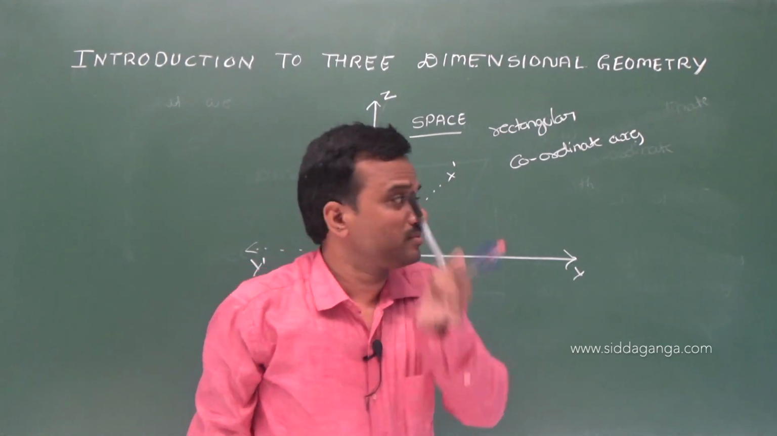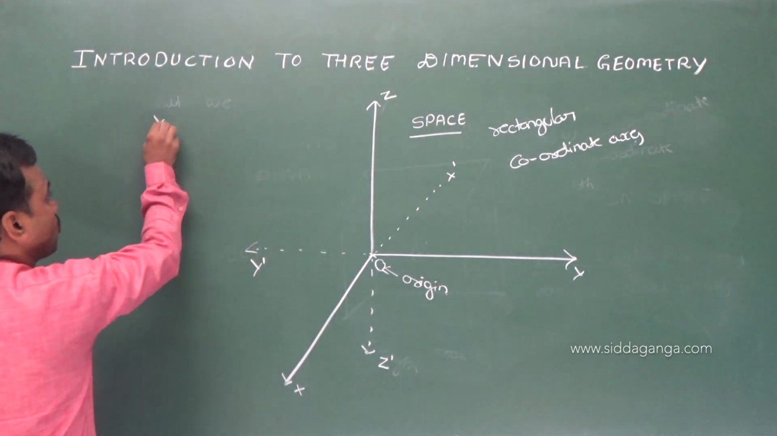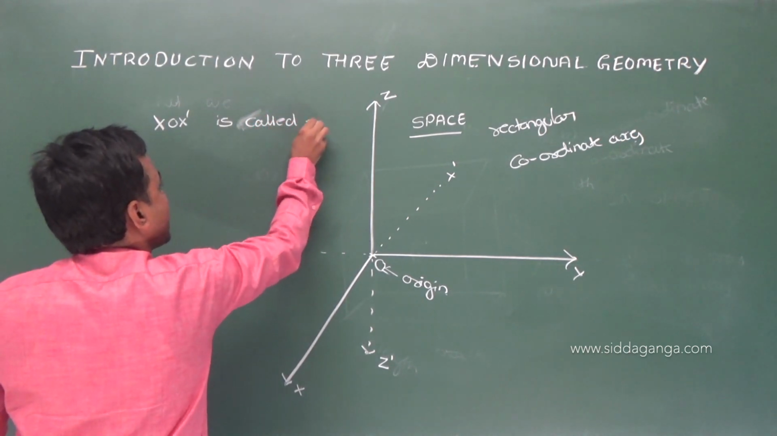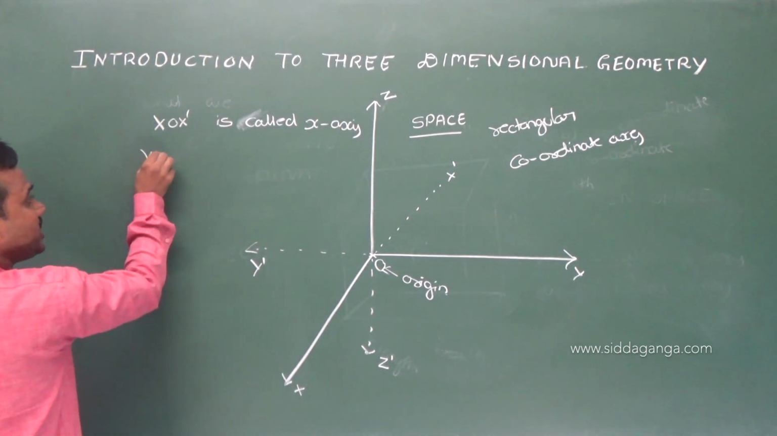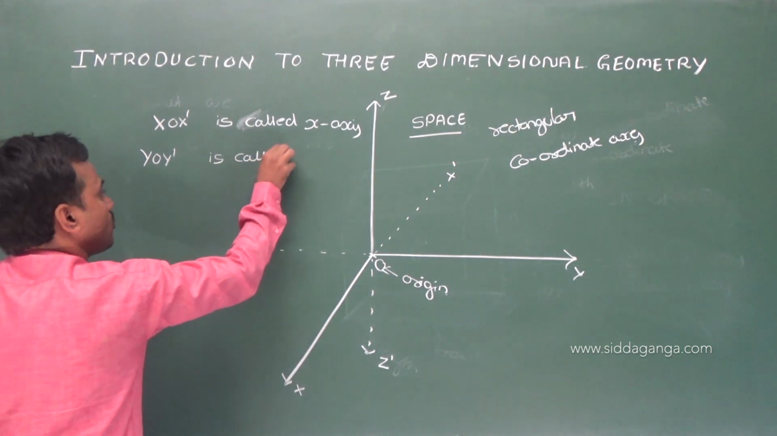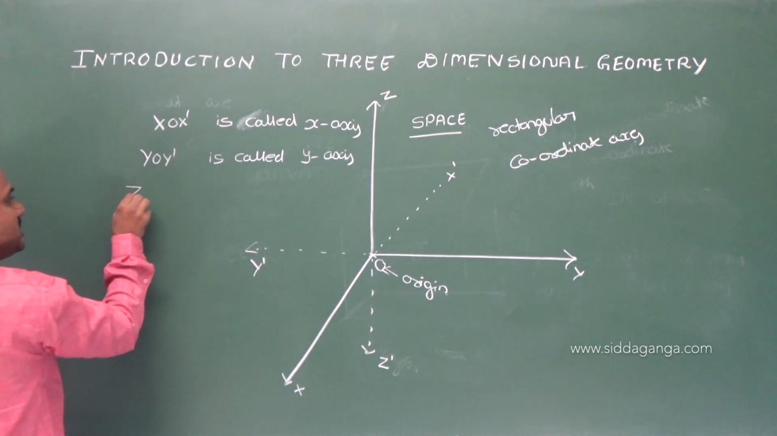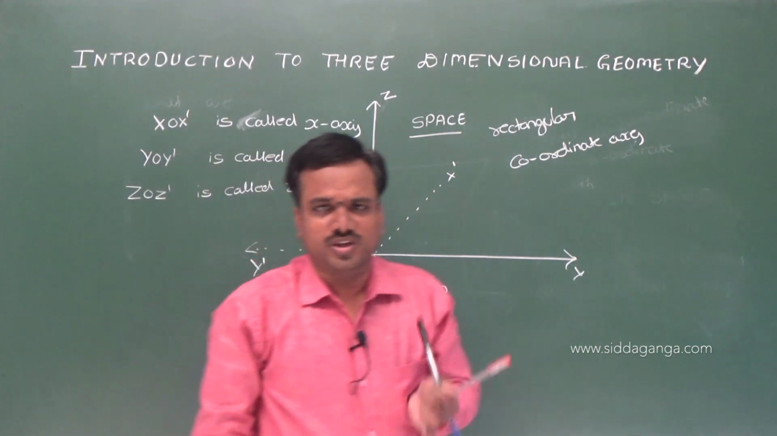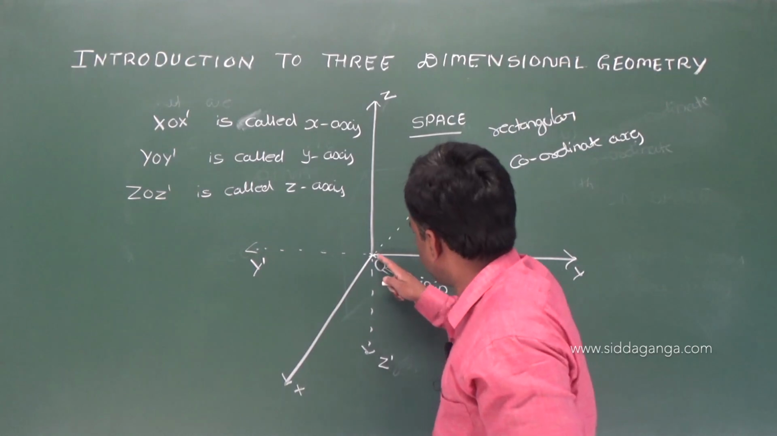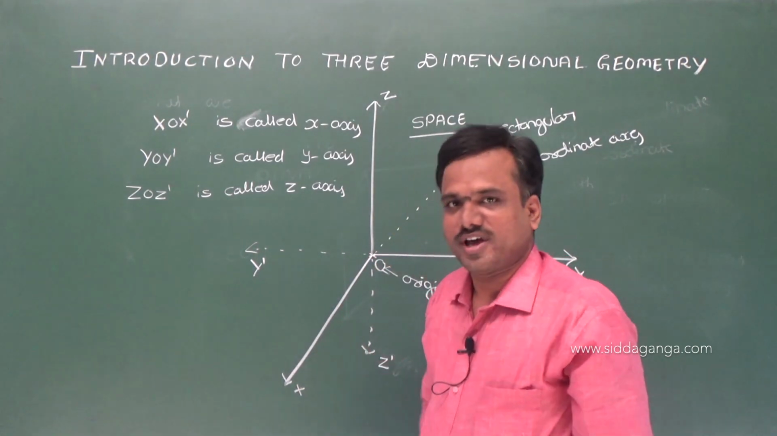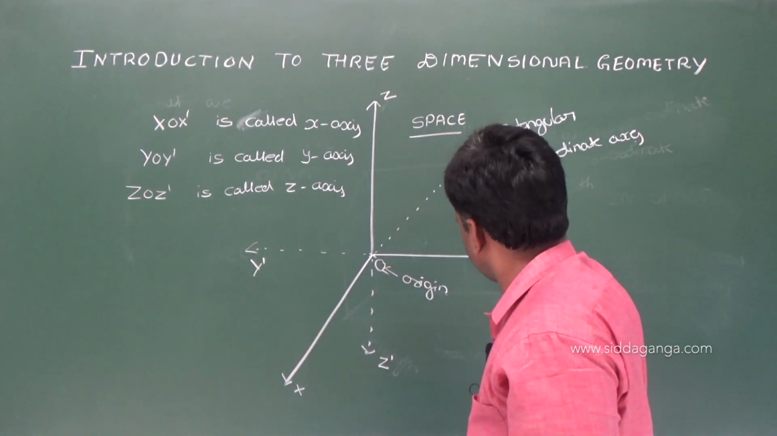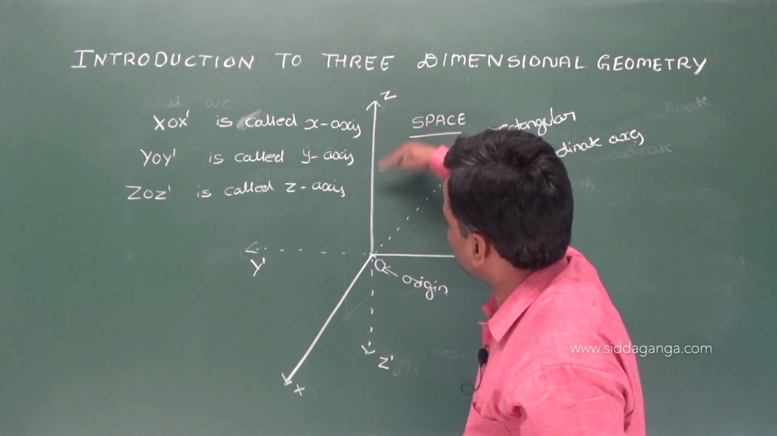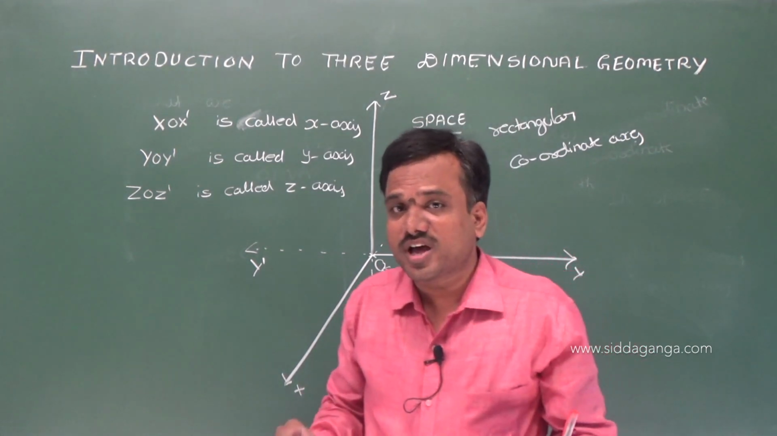Understand? Three-dimensional geometry we call space. The line X O X dash is called the X axis, the line Y O Y dash is called the Y axis, and the line Z O Z dash is called the Z axis. In X O X dash, X indicates the positive direction of the X axis and X dash the negative direction. In Y O Y dash, Y indicates the positive direction of the Y axis and Y dash the negative direction. In Z O Z dash, Z indicates the positive direction of the Z axis and Z dash the negative direction.